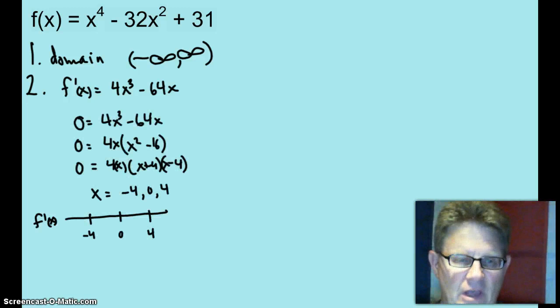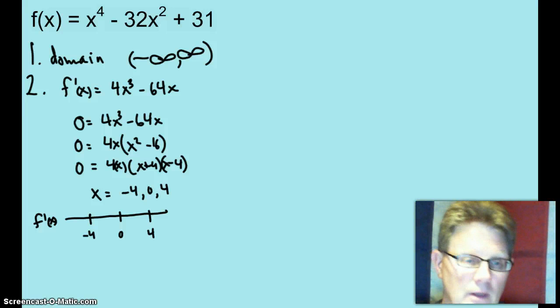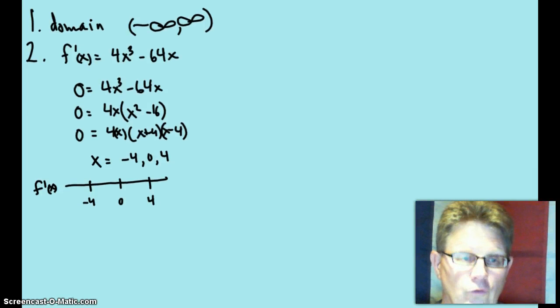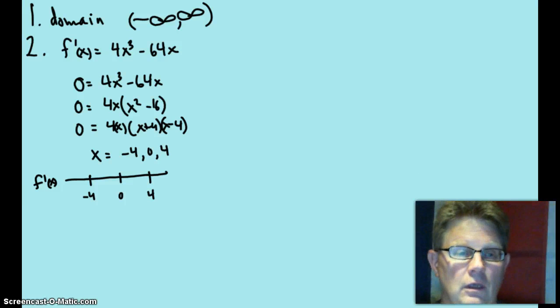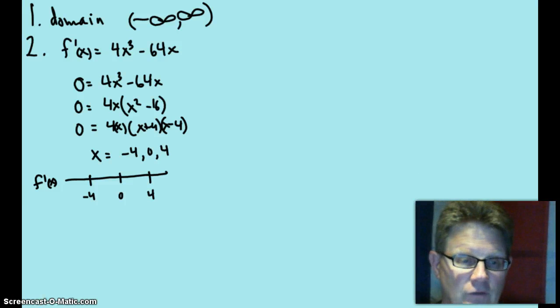Okay, those are the values that I found for x. I've got my first derivative test ready to go, and I can already tell you the values I'm going to use. I'm going to use negative 10, negative 1, 1, and 10 because those are convenient numbers to use. So go ahead and do the first derivative test.